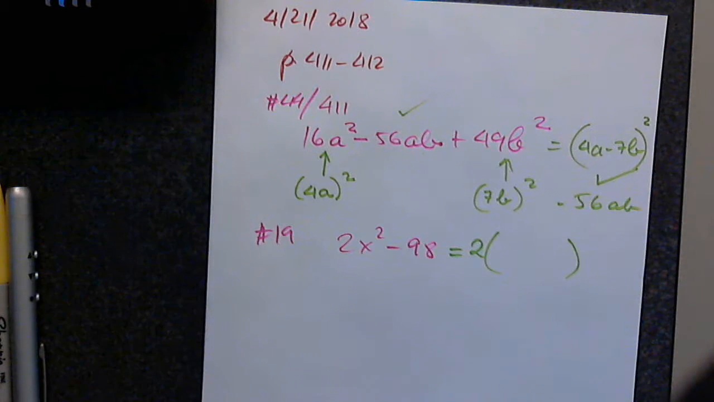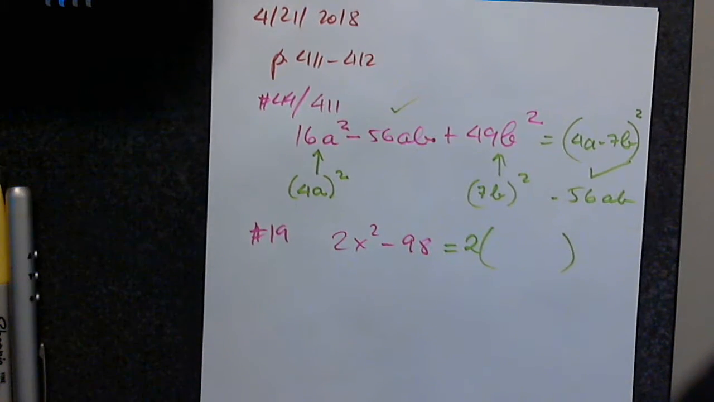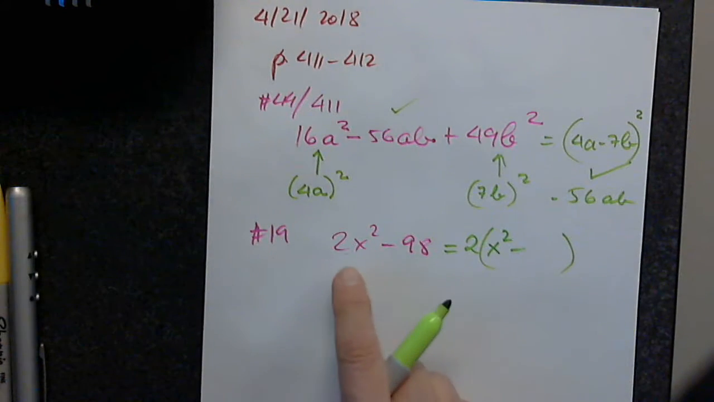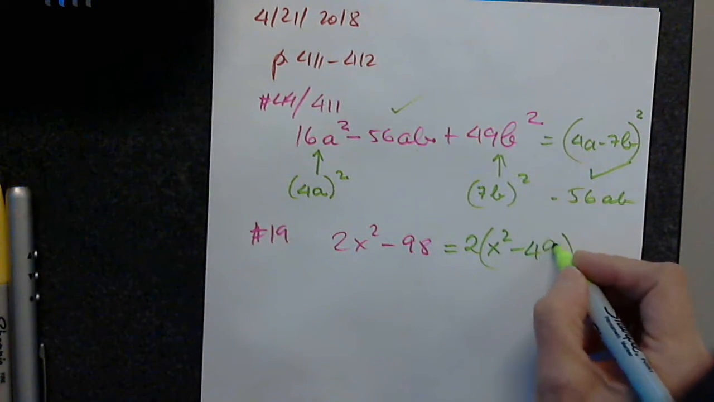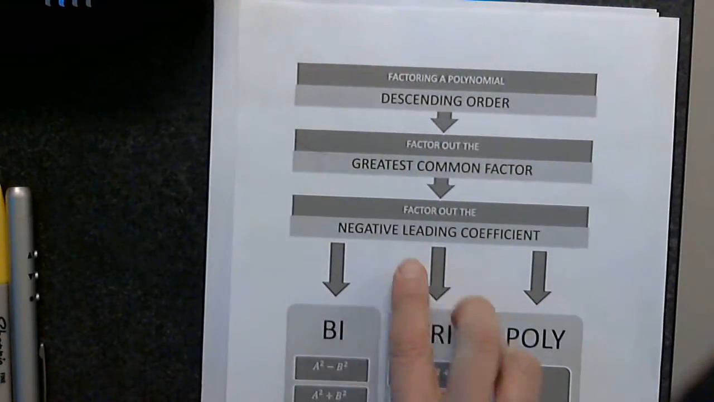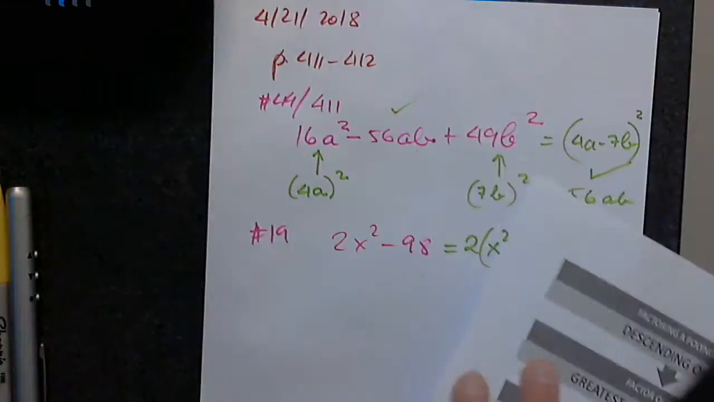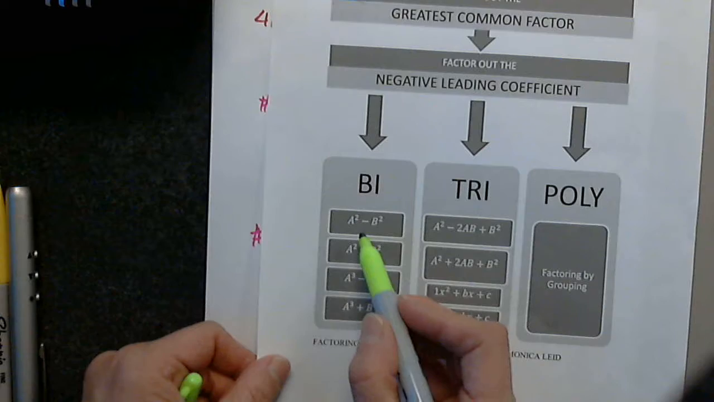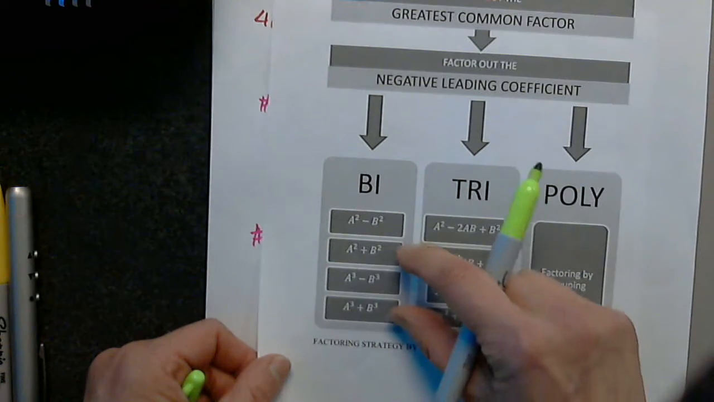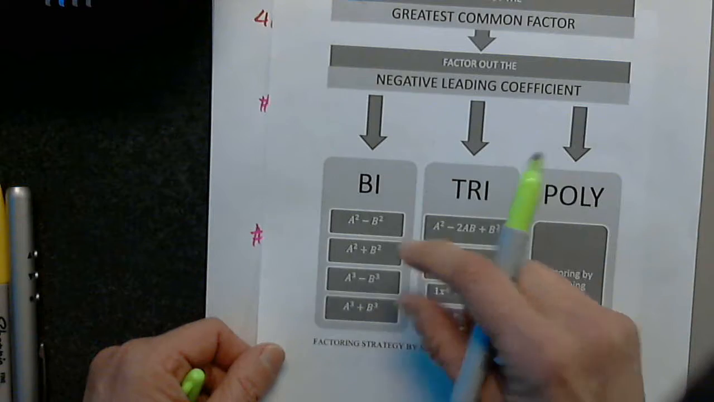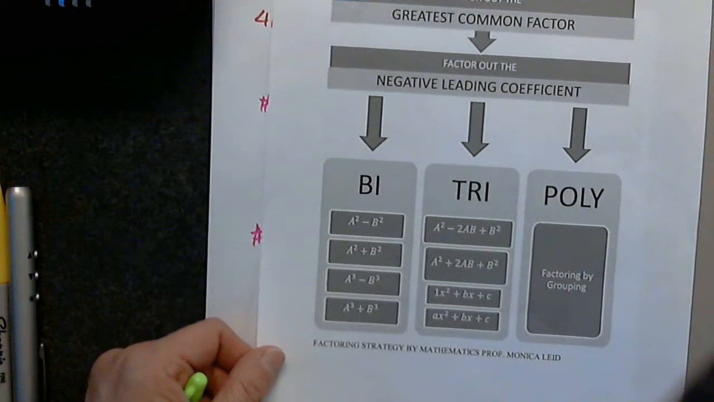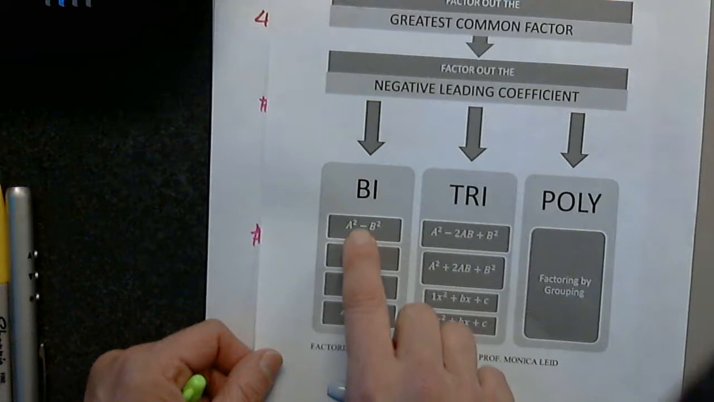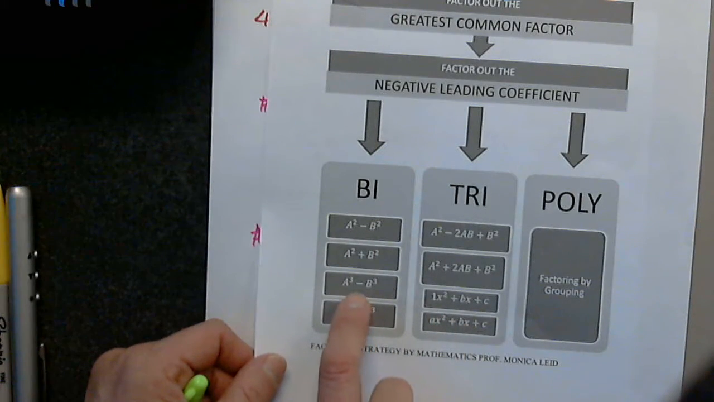If I don't go through the greatest common factor and a negative leading coefficient, I may not be able to factor. Good morning. So what is left in parentheses? X squared minus 90. Careful. Or 49. 49. Now I'm here. Negative leading coefficient? No. Now I'm here. Since this is a difference, I can only look at this and this. These two make no sense in this situation. So I can only think or ask myself, is it a difference of squares? Or is it a difference of cubes?